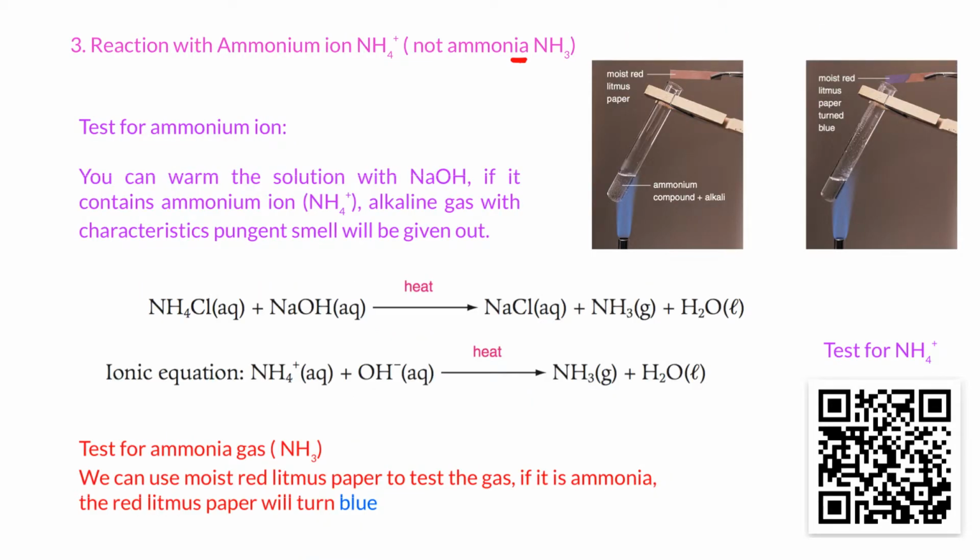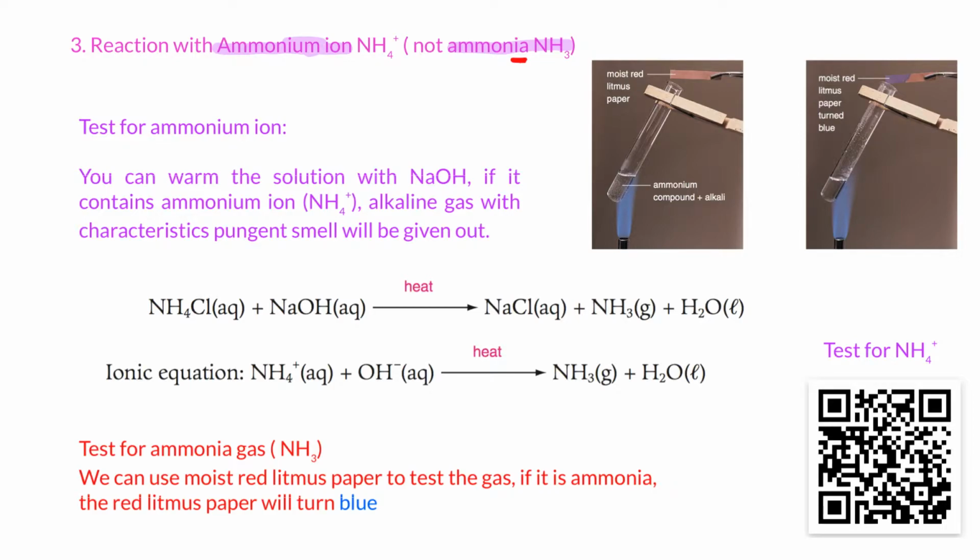So for ammonium ion, the alkaline can react with ammonium ion. Please pay attention to the word, it is ammonium ion. That will be NH4 plus. They are not ammonia, that is different. So ammonium ion, NH4 plus, we have a reaction with the alkaline.